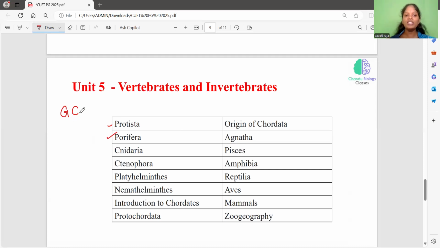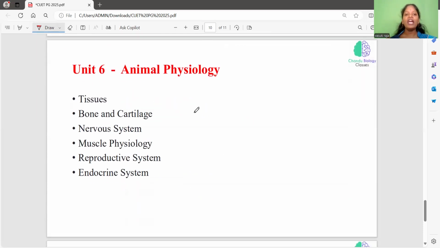And after finishing the general characteristic features, we have to focus on their classification. After finishing the classification, each phylum has its own unique characteristic features, and if we read that, the entire phylum will be covered. And if we read all the phyla, the entire vertebrates and invertebrates will be covered. Okay, and that's all about unit 5. And the 6th priority unit will be animal physiology.